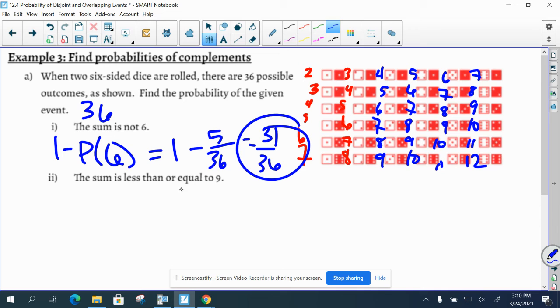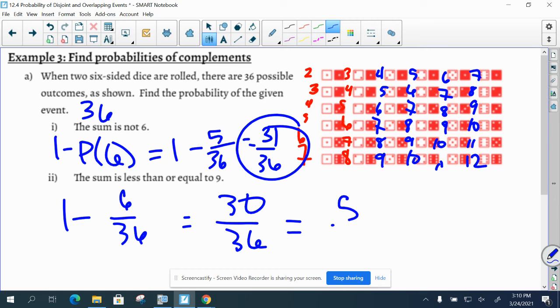And then the sum is less than or equal to 9. So here's 9, less than or equal to. What might be easier to count is the sum that is greater than 9. So that would be 1, 2, 3, 4, 5, 6. So we'll do 1 minus 6 over 36, which is just 30 over 36, which is 5/6.